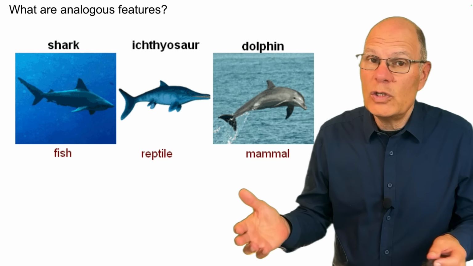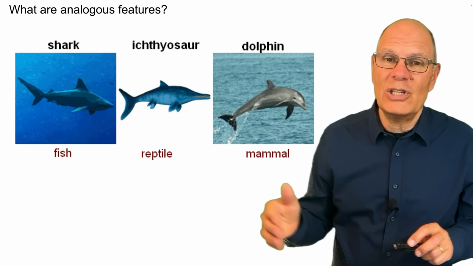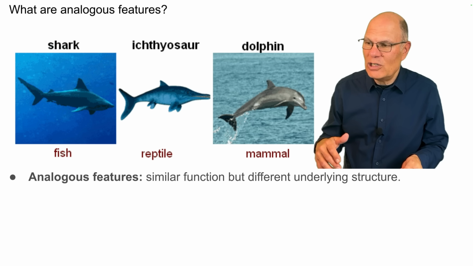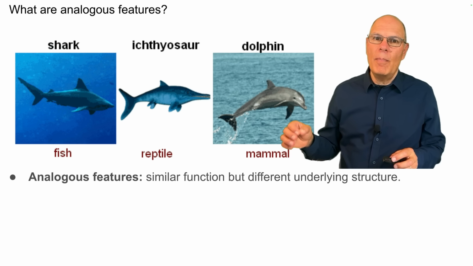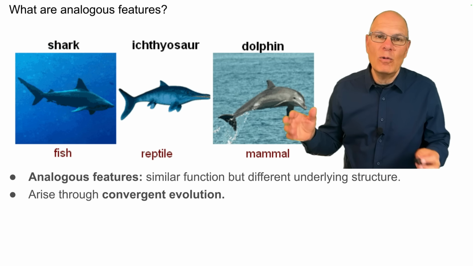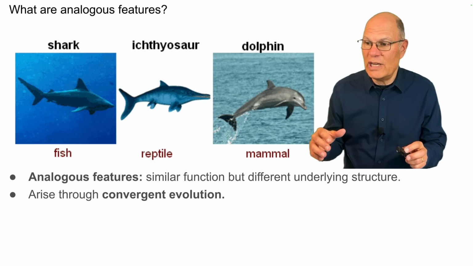What can be confusing when you're looking at common features to draw evolutionary connections is the difference between homology and analogy. Analogous features have a similar function, but when you look deeply, there's a different underlying structure. They arise through a different kind of evolution, not adaptive radiation, but convergent evolution.